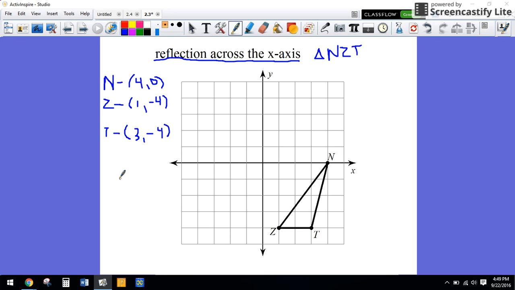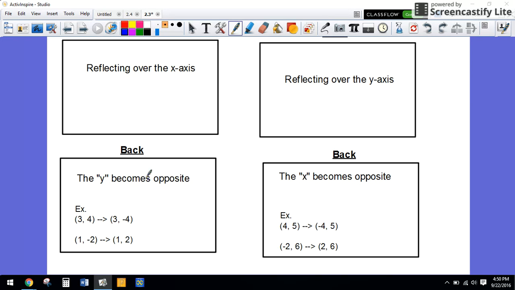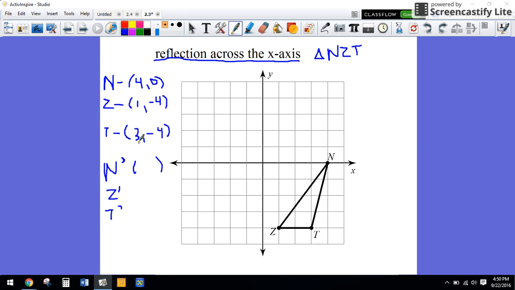Now, once we reflect it, it's going to be called the image, and we indicate that by putting these symbols here. We can also call this prime. So we've got z prime, n prime, and t prime. Now if I refer back to my note card, since I'm reflecting over the x-axis, the y value is the one that becomes opposite.